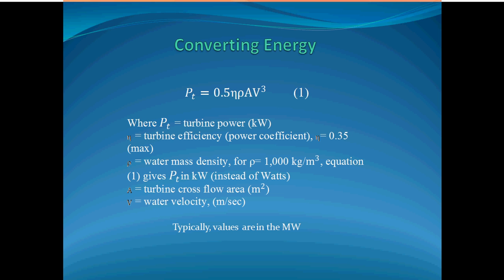So converting the energy. Now this equation is actually very similar to the equation used when calculating power for wind power. You have 1/2 times your efficiency, which in a given system, usually the max efficiency you're going to see is about 35%. This is multiplied by your water mass density, and then multiplied again by your cross flow area. Lastly, you multiply by your water velocity cubed. Now, when constructing tidal power plant generators, you can design them almost any size, whether from small to big, but typically for economical reasons, you want to create them bigger so that you get values in the megawatts.